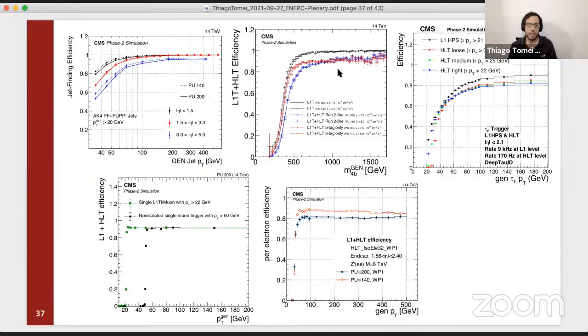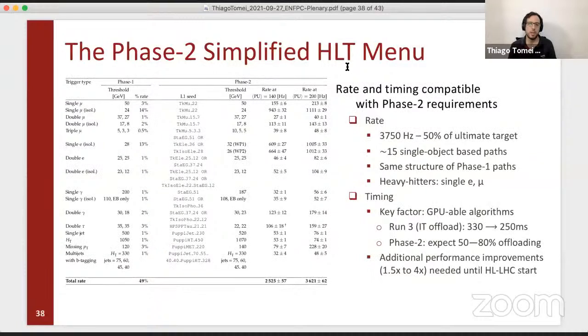The key thing is that, as I show you here in slide number 38, we are able to keep the rate and timing compatible with the phase 2 requirement, so something like 50% of the ultimate target again, with the single object-based paths that comprise what we call, again, the phase 2 simplified HLT menu. So again, we wrote the TDR and we went a step beyond to already have an initial proposal on how our menu is going to look 10 years from now.